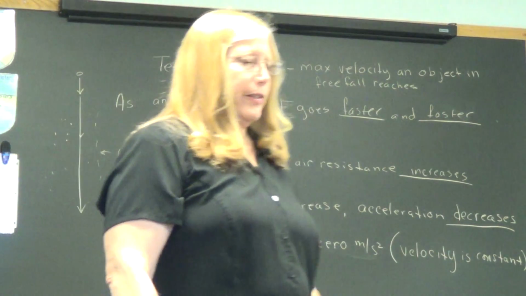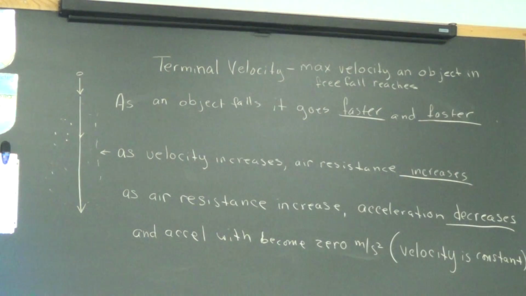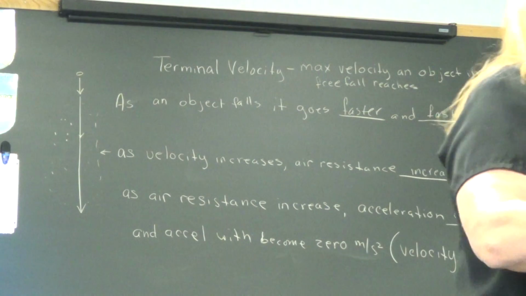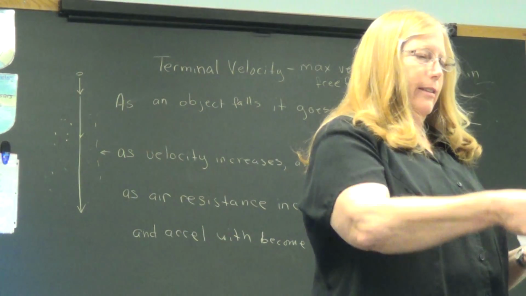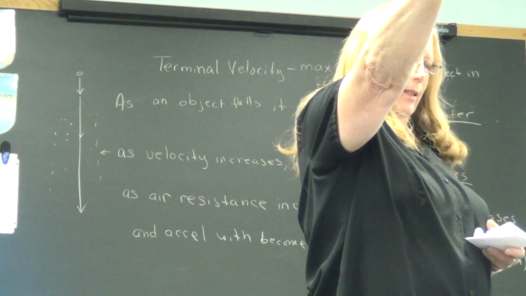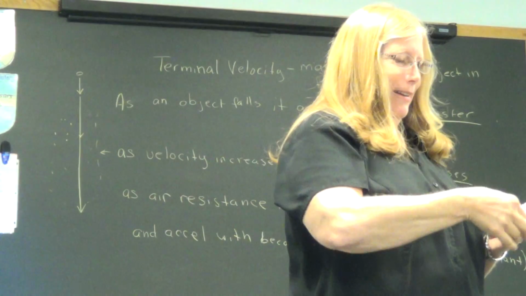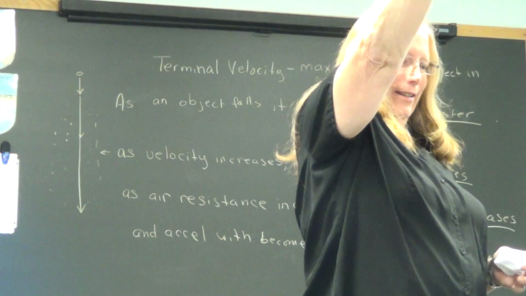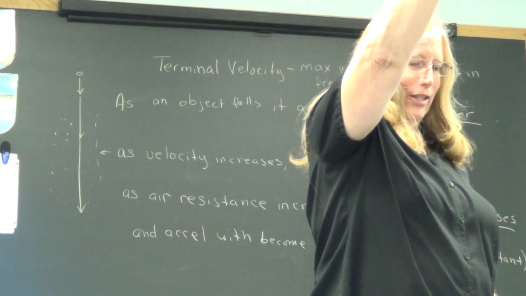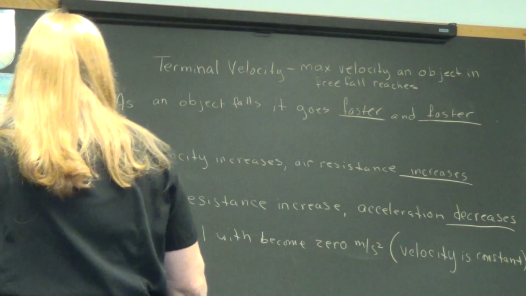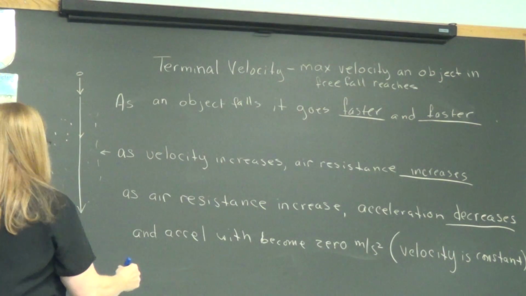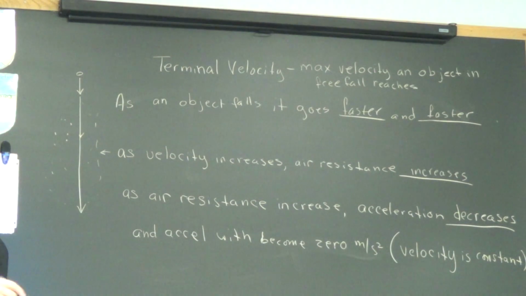So what kind of things affects the terminal velocity? What kind of things affects air resistance? So you saw this, you saw that, you saw this, and you saw that. So that's to give you some clues. What kind of things affect the terminal velocity? Surface area. All right, great.